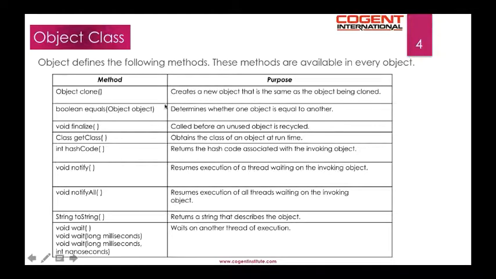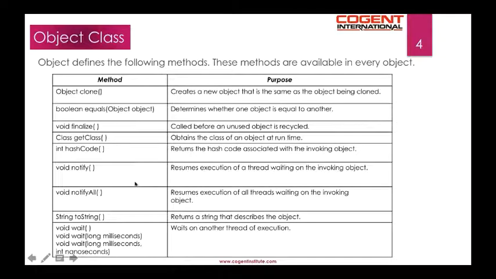Equals determines whether one object is equal to another. Finalize, which we have already seen, is called before an unused object is recycled or garbage collected. getClass obtains the class of an object at runtime. hashCode returns the hash code associated with the invoking object.